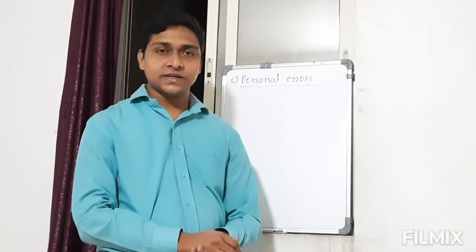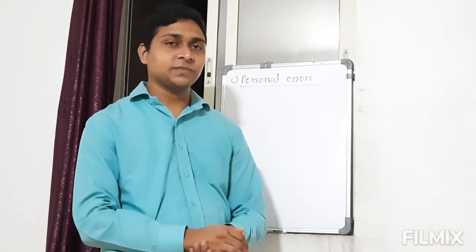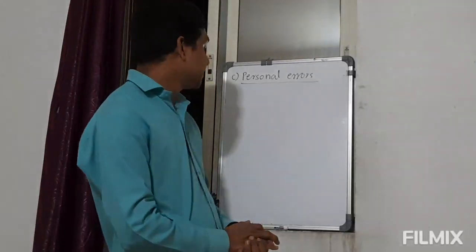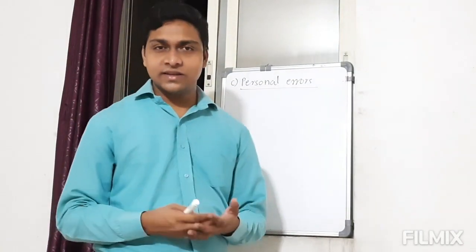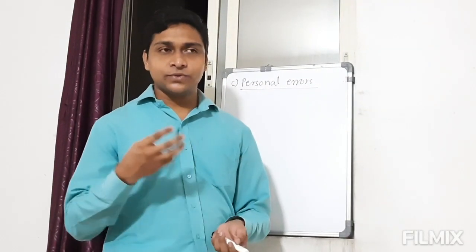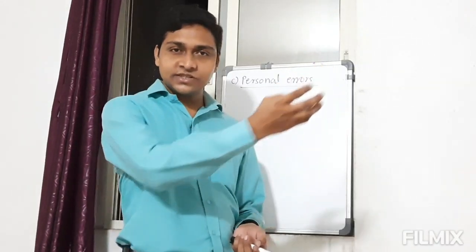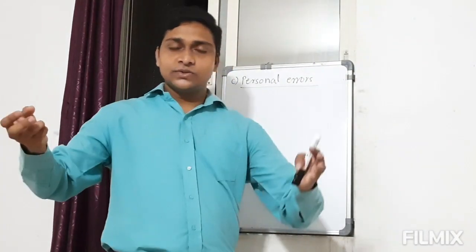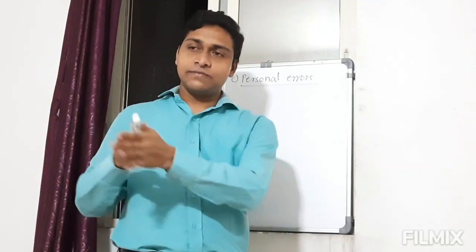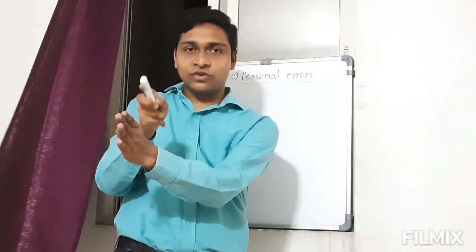Third are the personal errors. The errors caused by humans we can call personal errors. First is negligence, error due to negligence. Suppose we want to measure the oscillations of a pendulum. A pendulum can oscillate like this. One oscillation is if it starts from here, oscillates over here, and comes back over here. This is your one oscillation.